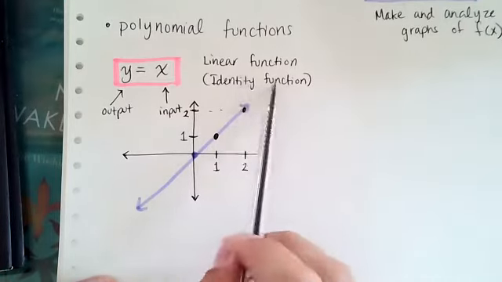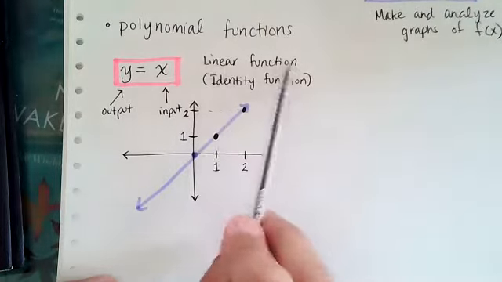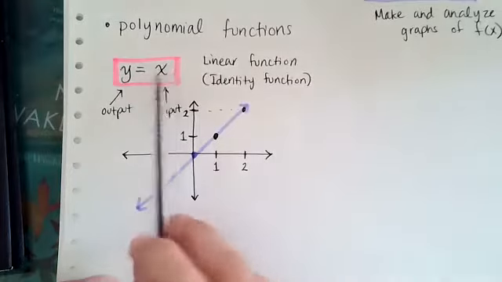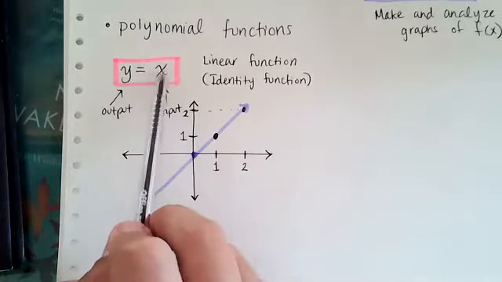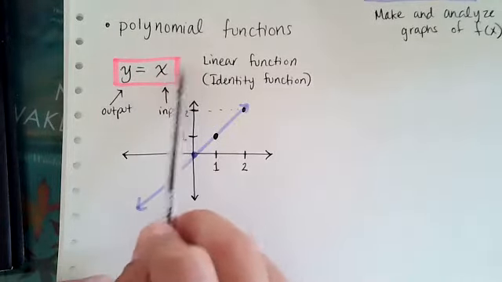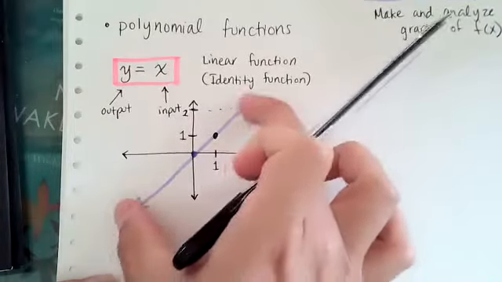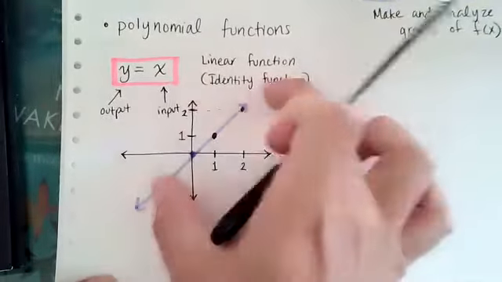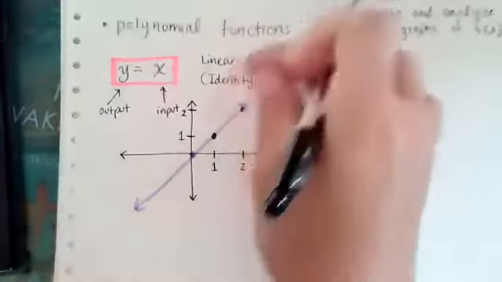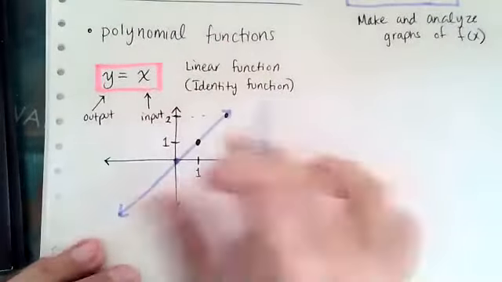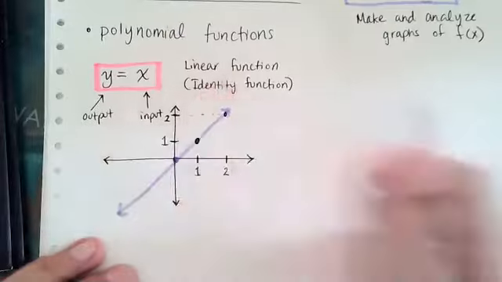But I think of it as the parent function of all linear functions. This thing can be modified. You could multiply a number times it. You could add a number or subtract a number to it, and it would just have the effect of shifting the graph around or stretching the graph. So there's our linear function or identity function.